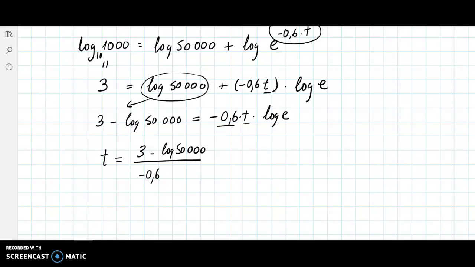This number is multiplying, so to simplify this, I have to move this number, I have to divide by minus 0.6, the other side of the equation. And to eliminate the log of e, I have to divide again. It's multiplying, so I'm going to divide the whole equation by the log of e as well. So I solve this operation and I get 6.52 minutes. So this is the solution.